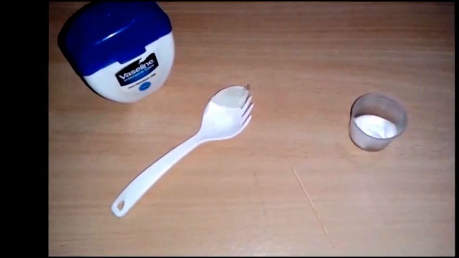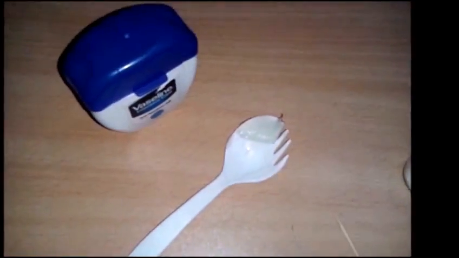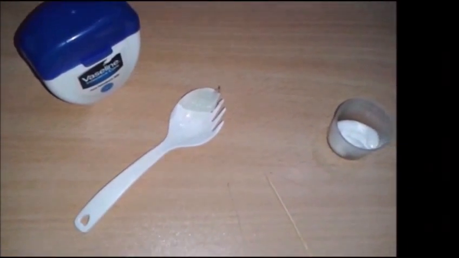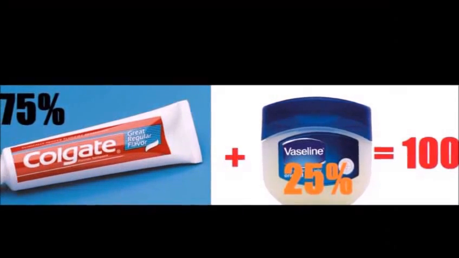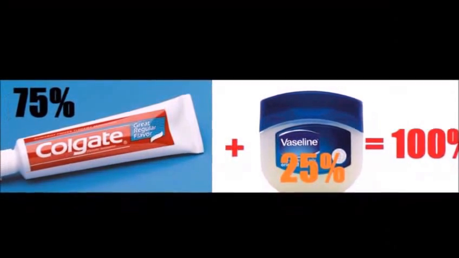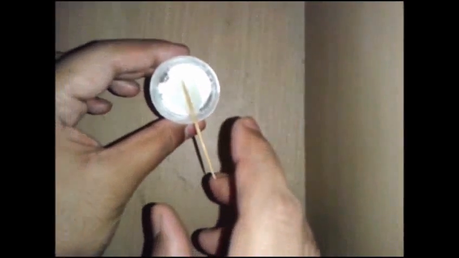Just remember, you have to use 75% of toothpaste and 25% Vaseline for the best combination. Here you can see 75% toothpaste and 25% Vaseline is equal to 100%. Now use your toothpick to mix those combination. You have to mix it for about 10 minutes, so just be patient.